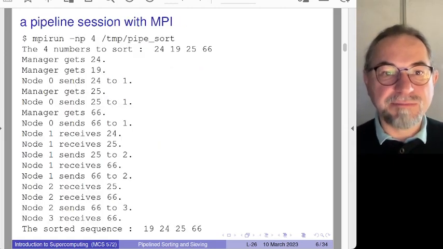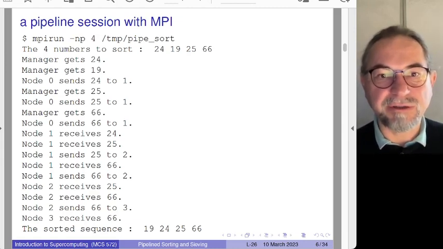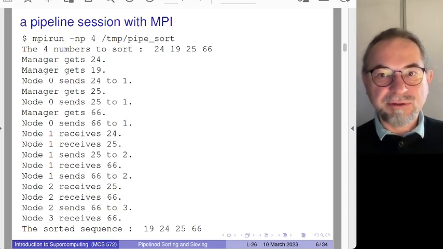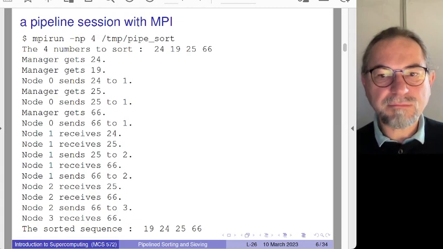Okay, so here is my example. I typed in the numbers one after the other. So the sequence of numbers equals the number of processors. And the messages that are being printed show the evolution of the data. So at the very end, every processor prints its numbers, and the sequence is sorted.